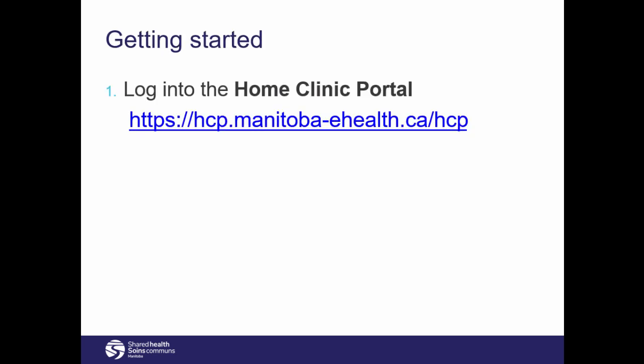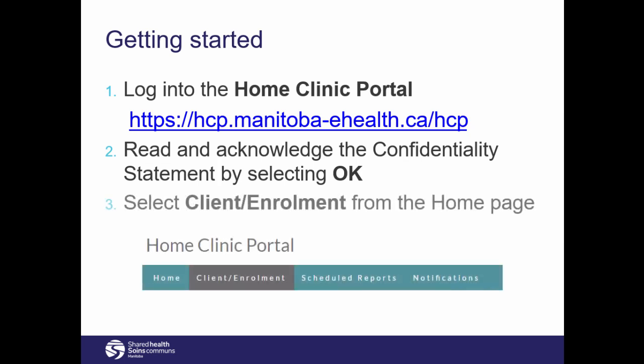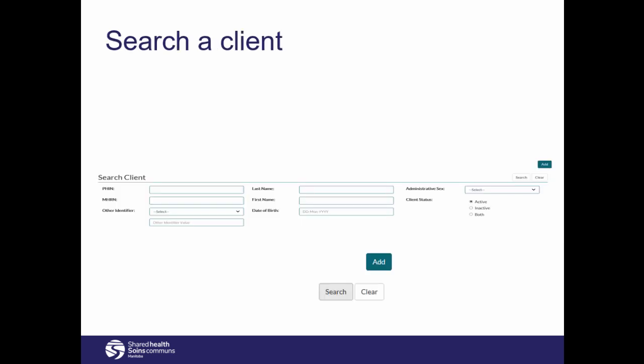Start by logging into the Home Clinic portal with your Shared Health user ID and password. After reading the confidentiality statement, click OK to acknowledge acceptance. Select the Client Enrollment option from the menu bar at the top of the home page. You will then be presented with the Search Client screen to see if they exist in the database.